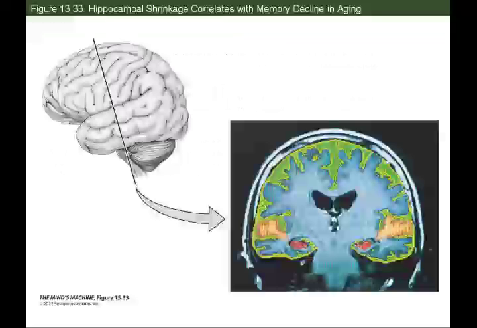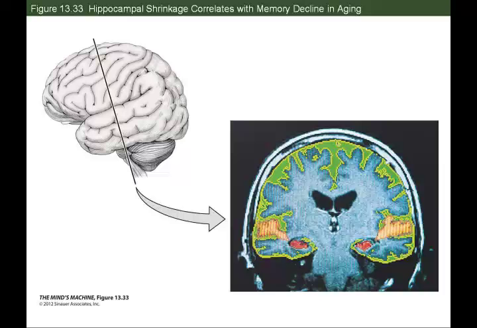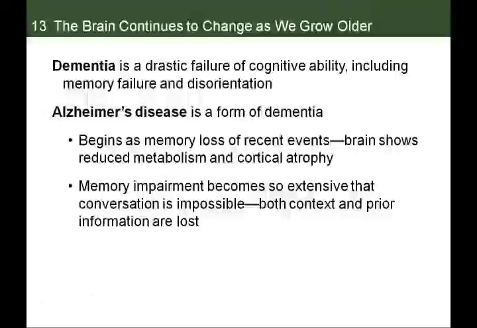Okay? So you see the hippocampus here, that's where the hippocampus is. Dementia, when you say dementia, people think of Alzheimer's disease, but there are many different types of dementia, and dementia exists in other diseases as well, not just Alzheimer's disease. It is a drastic failure in cognitive ability. The most noticeable symptoms are memory failure and disorientation.